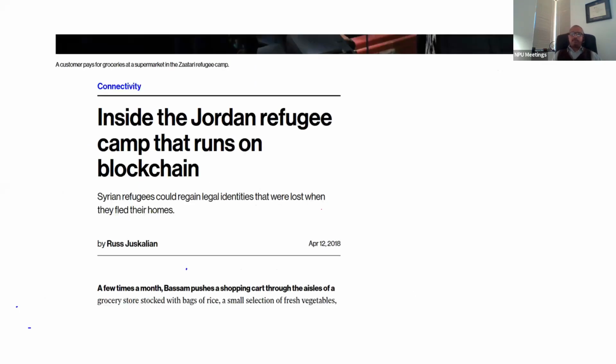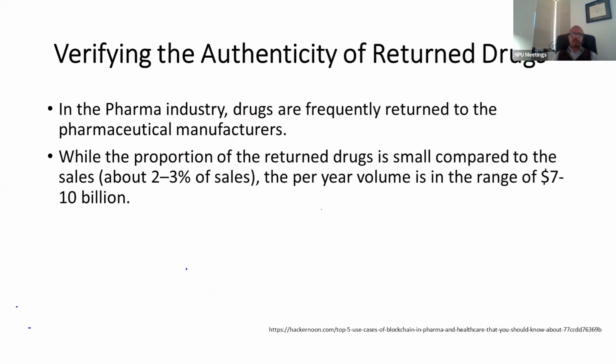Another project, by the United Nations for the Jordan refugee camp, involves people with no IDs. You don't have any identification. The Syrian refugees left their country, so they have nothing with them. So they use biometrics to confirm their identity and the identity of their kids, so they can receive the services. Or if they want to leave, they will give them some kind of digital identification so they can move from one place to the other.